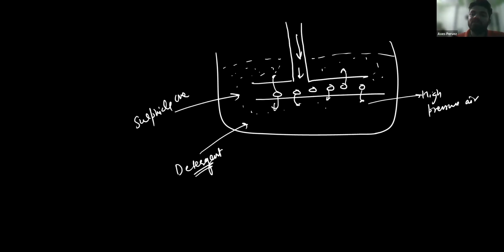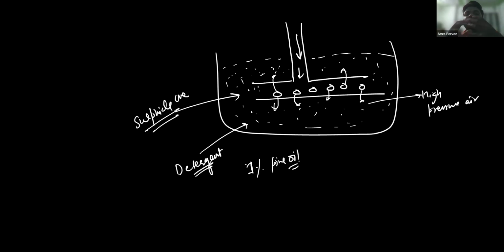When we prepare the solution, we add 1% pine oil. So just listen to me. Imagine a solution having some water, mixed with pine oil, sulfide ore and a little amount of detergent. The sulfide ore also has some impurities, like mud or soil particles. This pine oil has a priority of wettability.